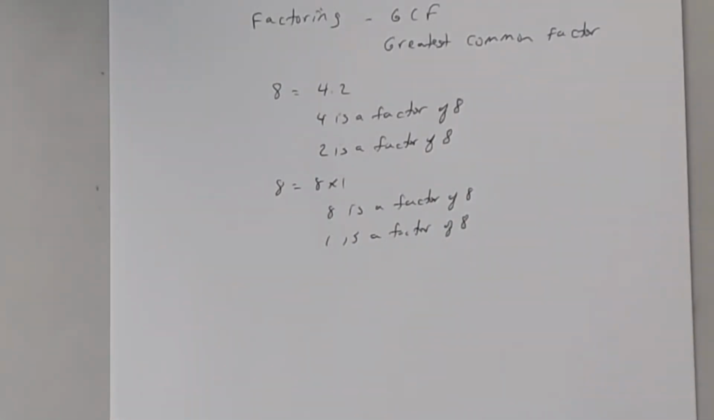Whenever you talk about factors, and you're going to see this as we go through this whole chapter, we're going to use the word: what are the factors of this expression? What are the factors of this trinomial? So when you talk about factoring, you think factors, and you think of product. So 8 is 4 times 2, right? That means 4 is a factor, and what else is a factor? 2. 8 is 8 times 1. That means 8 is a factor, and what else is a factor? 1.